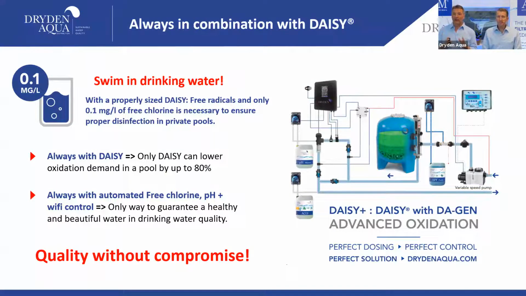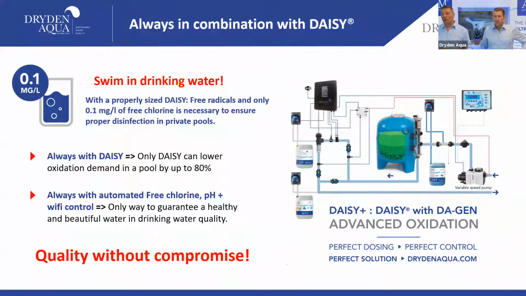The important thing is we do not want to sell a DHN. We only want to sell it as a Daisy Plus. So Daisy is really the base, and then the DHN is the plus. So always in combination with a Daisy, because only with a Daisy you can reduce the oxidation demand by 80%. Only with this you can go to 0.1 free chlorine and not have algae or microorganisms.